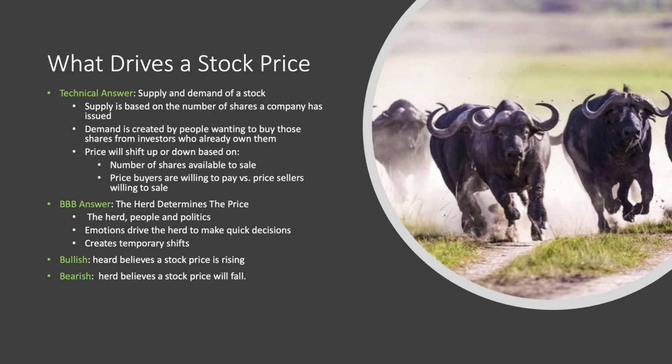So as far as the herd, who's the herd? The herd is people, politics, social media. A lot of things that drive the herd is emotional thinking. If you can take your emotions out of it and look at the facts about a company, you can do really well when it comes to stocks, because the herd runs a lot, and you can catch those temporary shifts and do really well. So there's two terms that you've probably heard about before called bullish and bearish. And this is what the herd does.